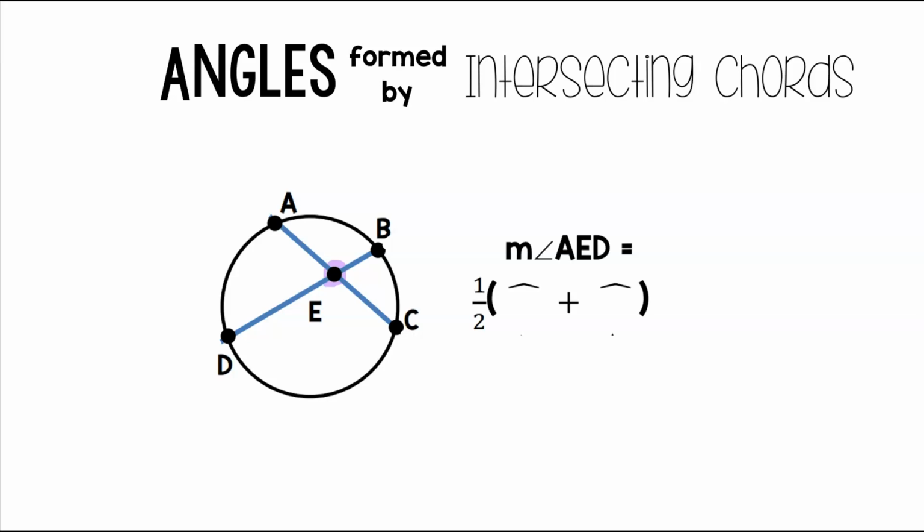Now there is a special relationship here, and I'm going to give it to you. The relationship is that if this angle here is congruent to this angle here, the measure of those angles is the average of the two intercepted arcs. If you remember, these angles here are vertical angles, which means they have to be the same.